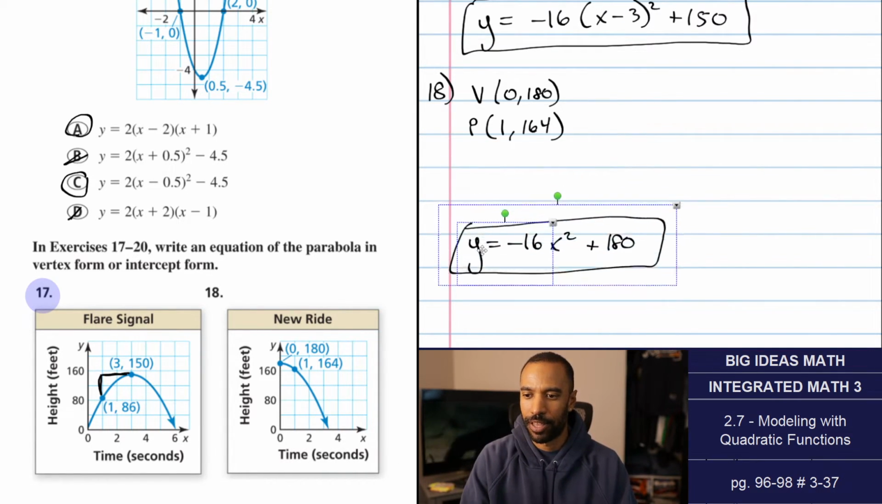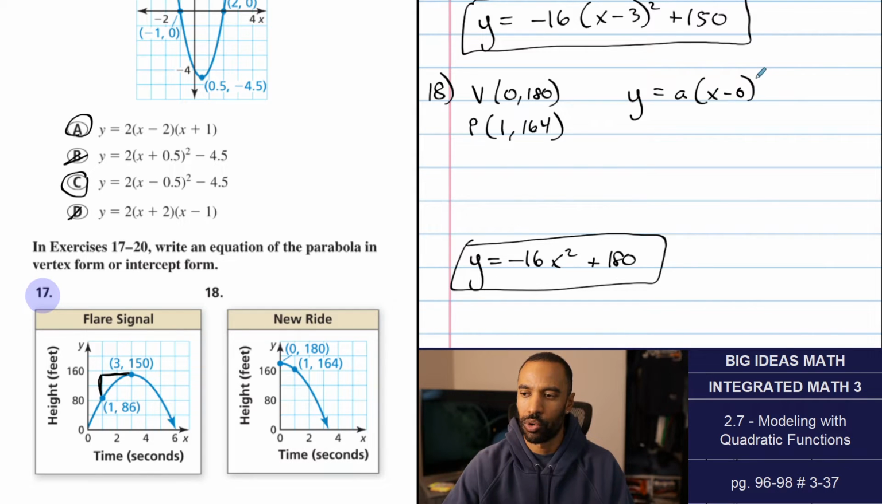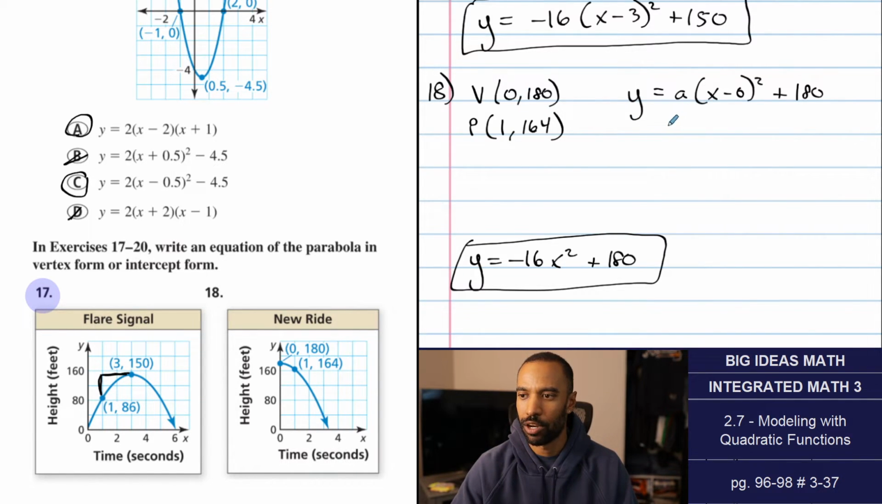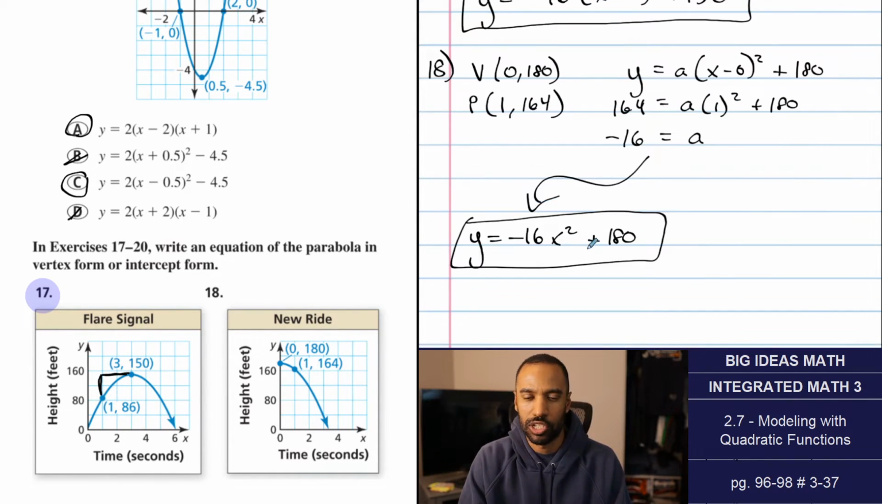Under that belief, let's go ahead and do it with this other format. y equals a times x minus 0 quantity squared plus 180. Understand x minus 0 is the same thing as x. So when I substitute 1 for x, it'll just look like a times 1 squared. And 164 goes in for y. Subtract 180, you get negative 16. And a is negative 16. 1 squared is 1. I got rid of that part. And I got rid of the x minus 0 and turned it into just x squared there.